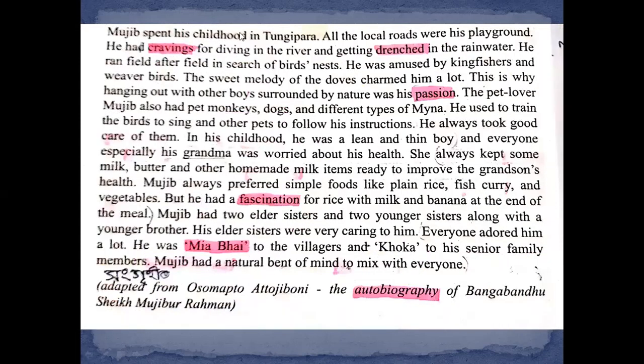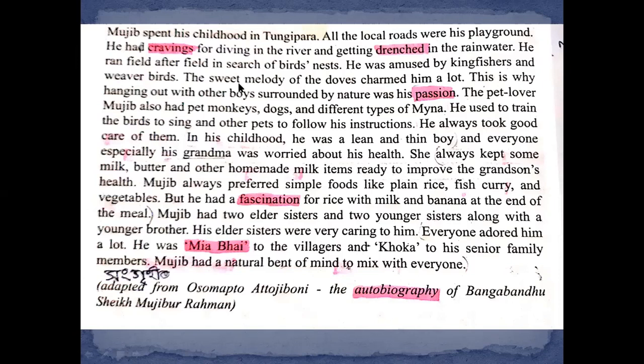Mujib spent his childhood in Tungipara. All the local roads were his playground. He had cravings for diving in the river and getting drenched in the rainwater. Cravings means intense desire, or we can say strong liking or desire. And drenched means wet. Drenched means to wet thoroughly.